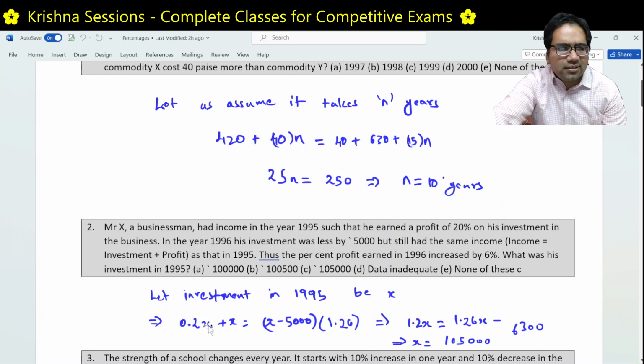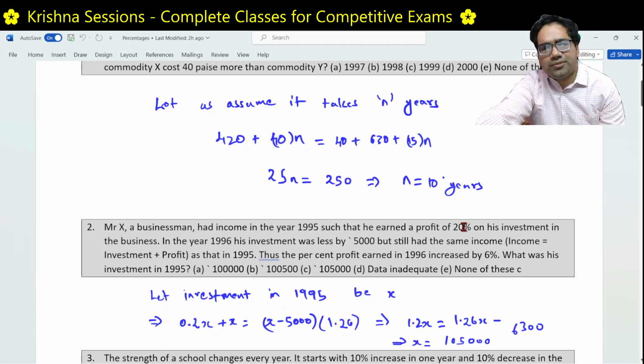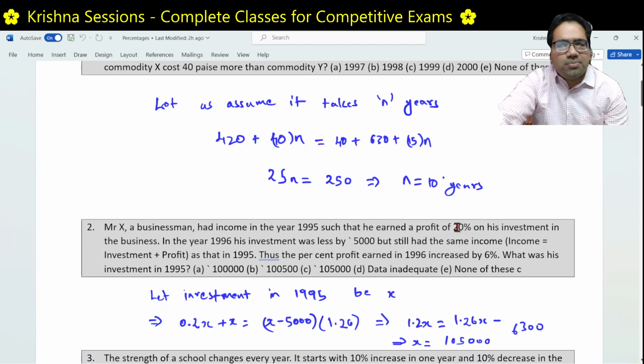So total income will become whatever was the investment plus whatever is the profit. Here in this case, X into 1 plus 0.2. In this case, X minus 5,000 into 1 plus 0.26 because 6% higher. 20% means 0.2, so 20% of X is 0.2 into X. We just discussed it. Whenever you want to convert from percent to fraction, divide by 100.